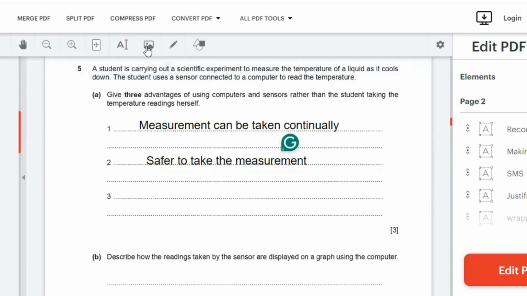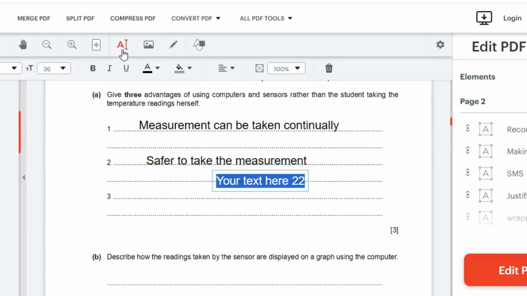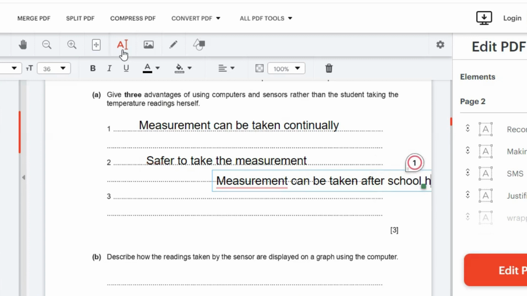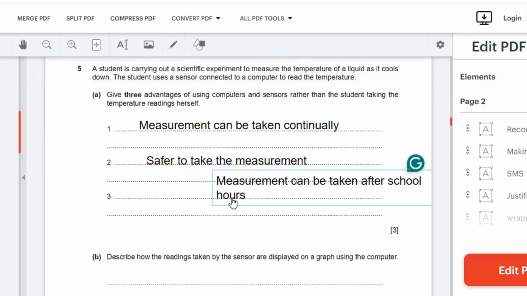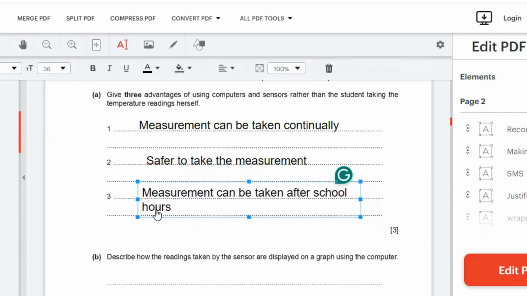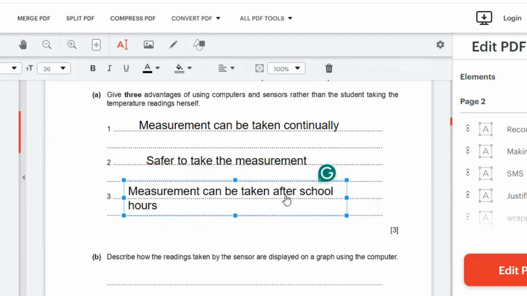Number 3 now. Measurements can be taken outside school hours, since it is the computer that is taking it. Measurements can be taken after school hours. All right, so those are 3 advantages of a computer taking it rather than the student taking it herself.